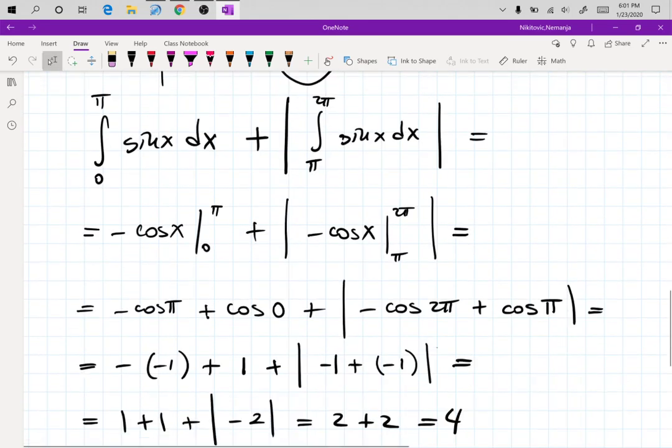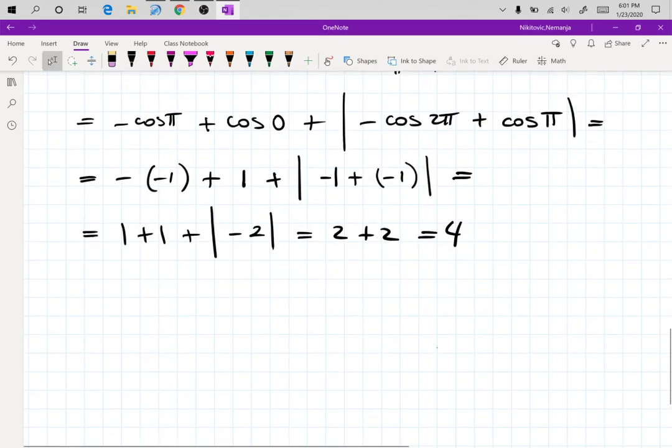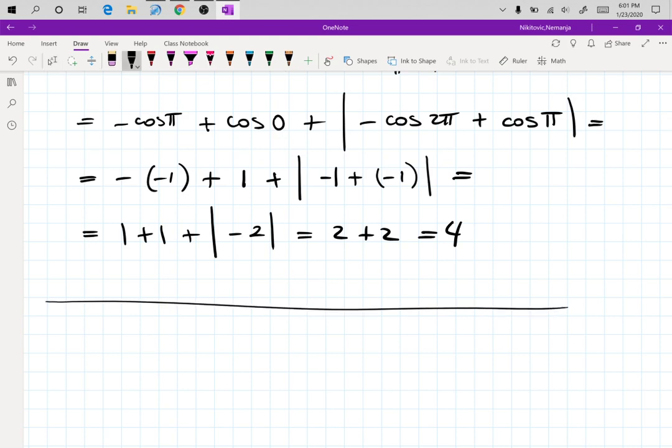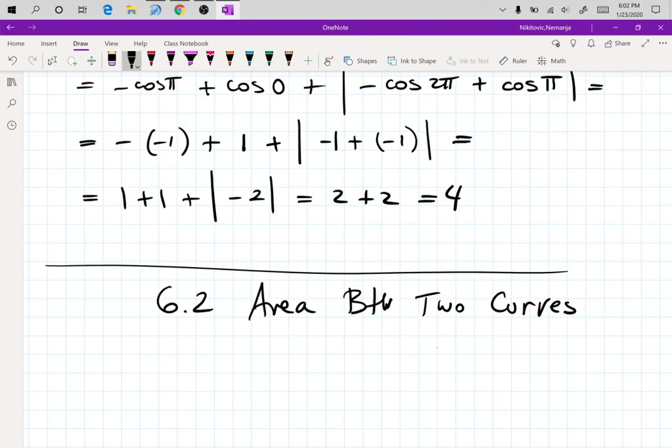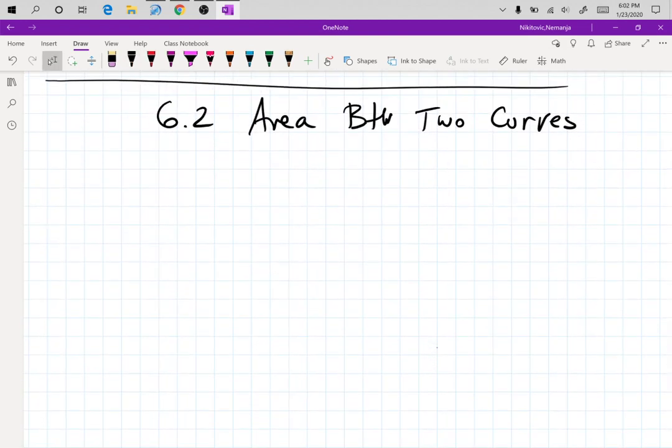So that was the review from Calc 1, and now we finally are hitting our 6.2, area between two curves. What two curves? Curve f of x and curve g of x that are one on top of the other. They're creating a shape in between.